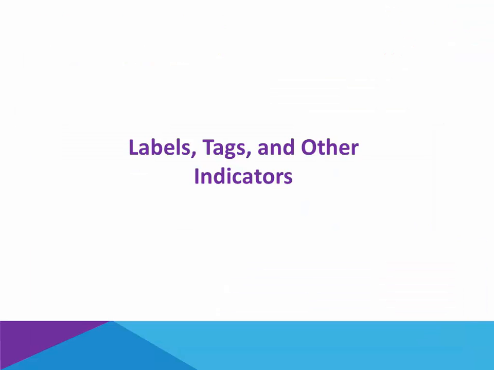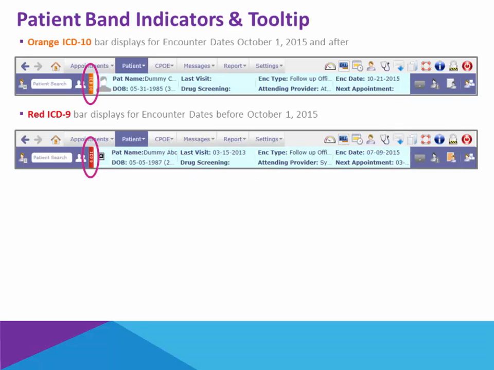A lot of the other changes for this transition are really just in regard to labels, tags, and other indicators on the screen. So, aesthetic things. First of all, on the encounter level, on your patient band, we've inserted a new color bar, as you see there to the left of the patient's photograph, that indicates in red that it's an ICD-9 or orange if it is an ICD-10. That again is all triggered from the date of service.